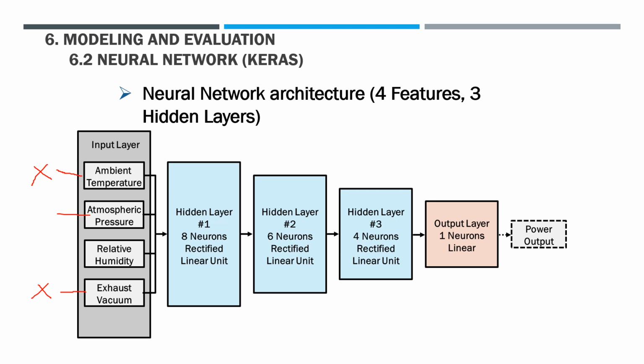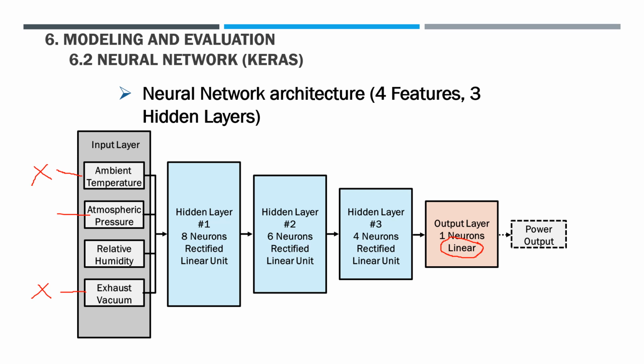Then in the output layer, because there is only one output parameter, that's the forecasted power output of the plant, there was only one neuron chosen. And here is the linear activation, because now we know that we want the result in the form of a linear correlation.